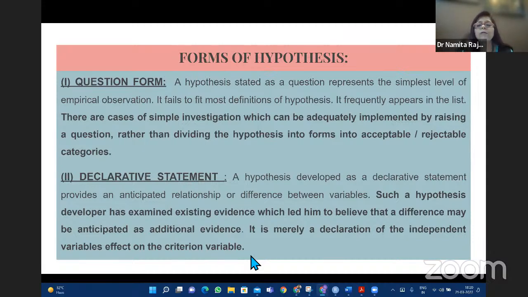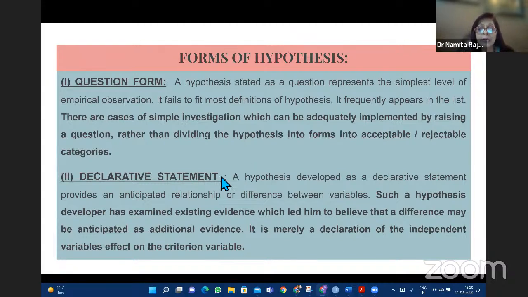So, the simple form of hypothesis is to ask a question. The second form of hypothesis is your declarative statement. A hypothesis developed as a declarative statement provides an anticipated relationship or a difference between the variables. Such a hypothesis developer has examined existing evidence, which led him to believe that a difference may be anticipated, and it is merely a declaration of the independent variable's effect on the criterion variables.